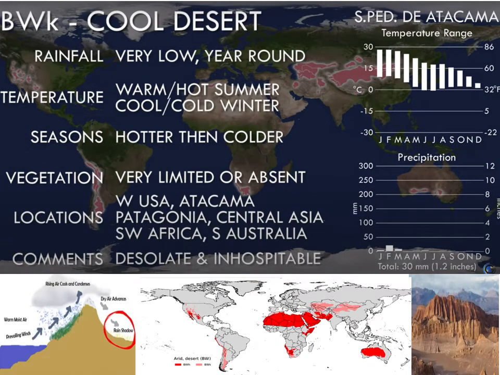Then there is something called cold desert. Here rainfall is very low, it is hot, and it also gets cold in winter time. As you can see in the temperature profile, both hot and cold are experienced throughout the year, but rainfall is less.